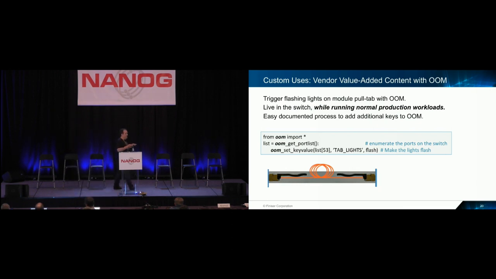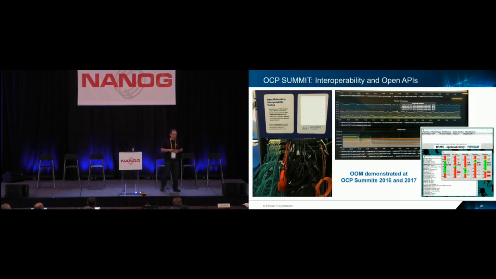This is an example where, through Python, you can actually light up the pull tab in a transceiver to identify a specific transceiver out there in the field. Via I2C, which again is done via Python now, you can actually say, transceiver in port 2 of switch number 3, please start blinking. So somebody on the floor can actually remove it. This is an innovative new feature that can be implemented very rapidly and brought to market very rapidly using OOM.